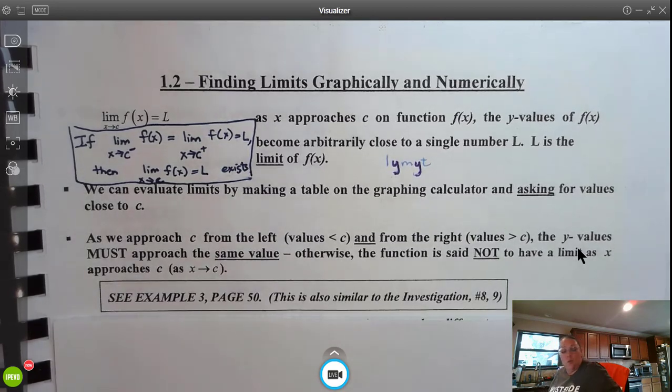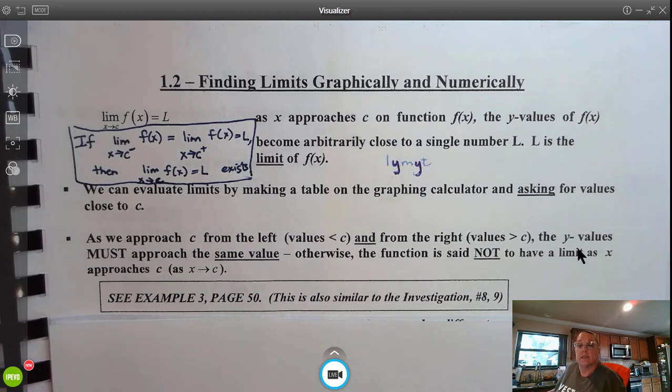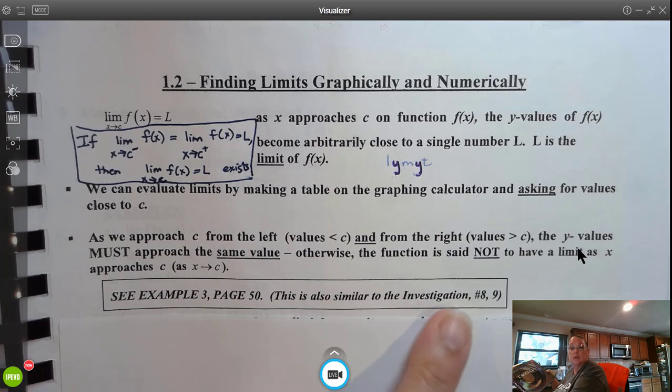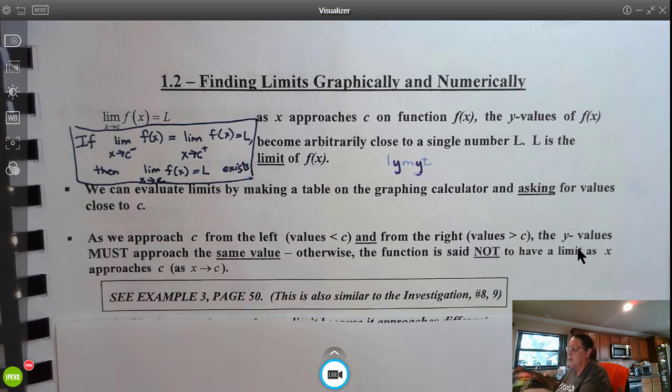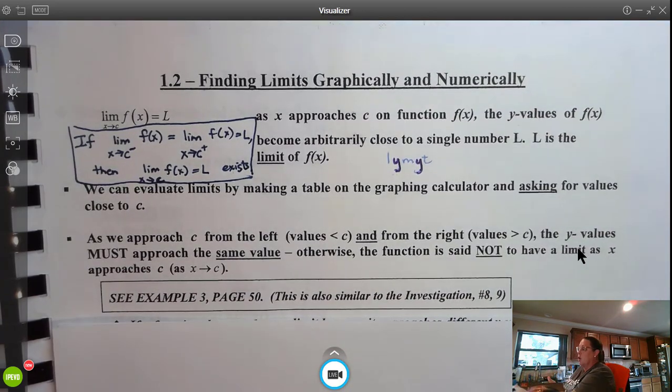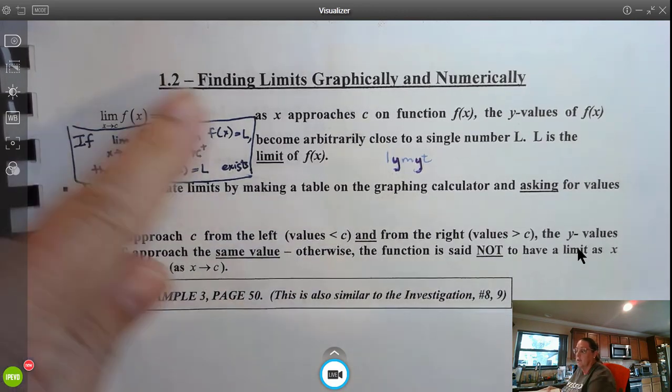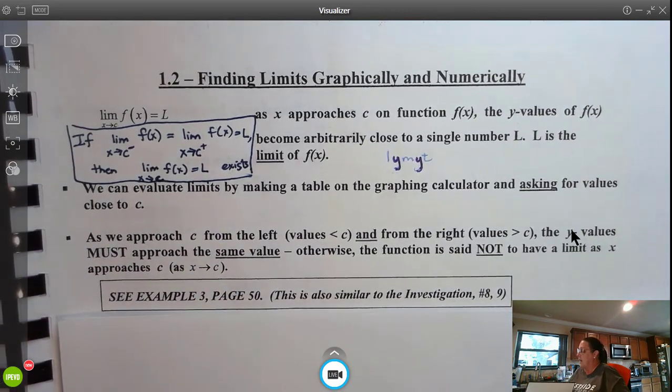Now, when you watch the videos, one of the things that's going to show up is it'll say, see example, page 50. So example 3, page 50, and in this problem, I noted it's similar to the investigation of number 8 and 9 that we did. So I'm going to turn in my textbook, and if I were watching this video, we would stop and go look at example 3 on page 50, which obviously talks about something we just looked at.